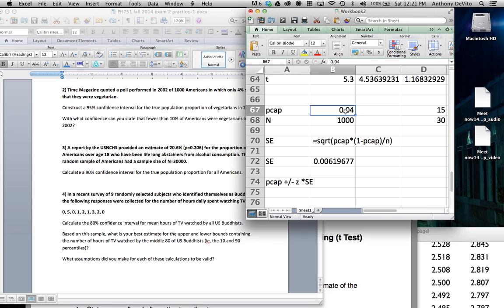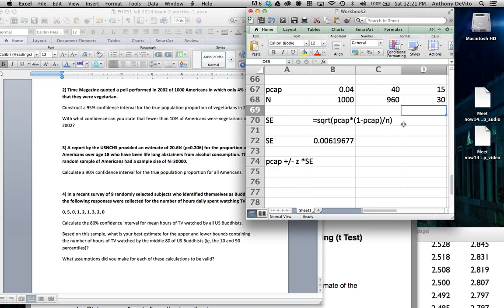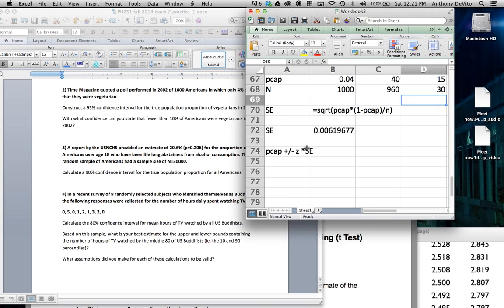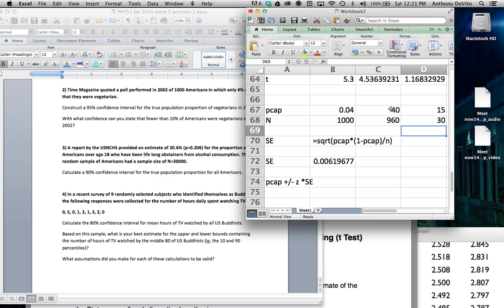So let's see what we got here. 4% of 1,000 is 40 people. And the remainder that say they're not vegetarian, well, that would be 960 people, right? So both of those are over 15, and the total is over 30. So we satisfy that requirement. So we're never going to use t for a proportion because we're always going to be working with samples that are large enough to allow us to use z.